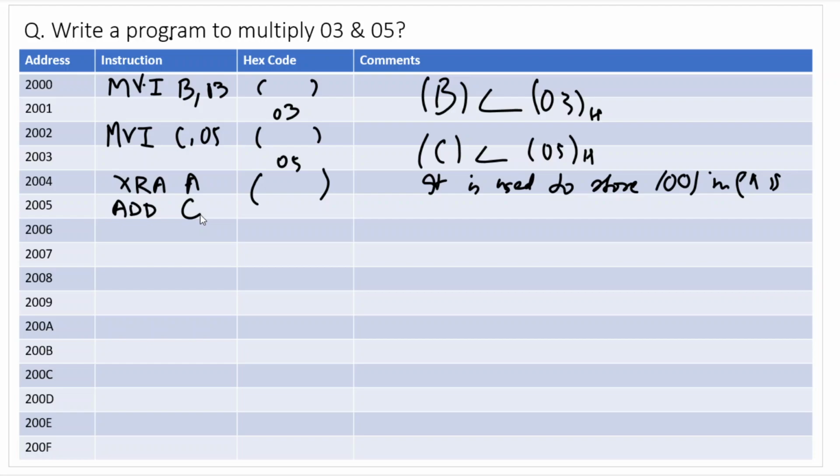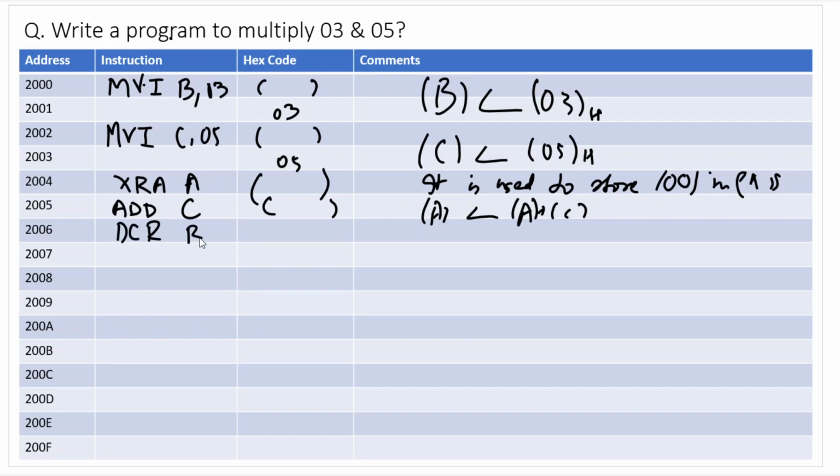So ADD C. Once you add C, what does this do? It will add the contents of A with the contents of register C. C is carrying 05, so you have to write the opcode of ADD C here. It's a 1 byte instruction. It will add the accumulator with C, and whatever the result, that will now be stored in the accumulator. So we have added 00 with 05. So this is once.